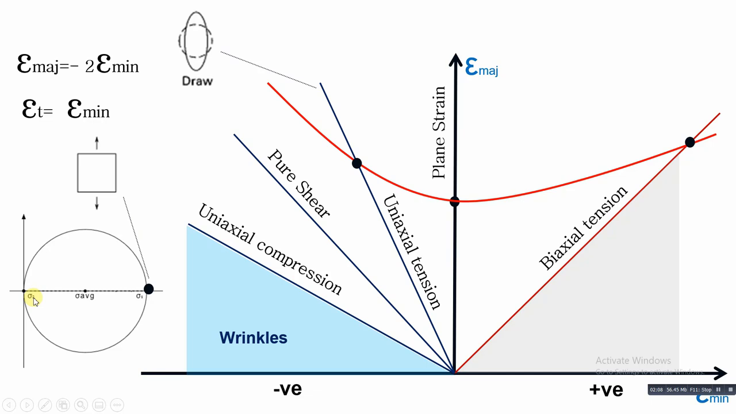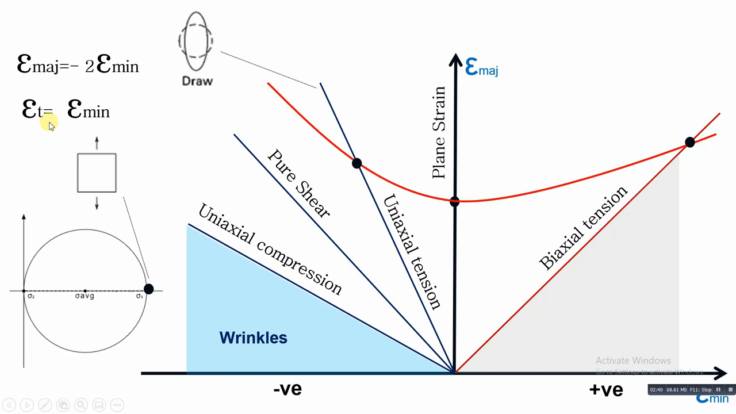So this is the principal strain. This is a principal plane, and there is a principal stress. This is sigma 1, the maximum principal stress. In this case, the relation between epsilon major and epsilon minor will be like this. Epsilon major equals negative 2 epsilon minor, because it's simply y equals negative 2x, okay, and negative 2 is the slope of this line. Okay, here we have a term that we need to discuss, epsilon t.